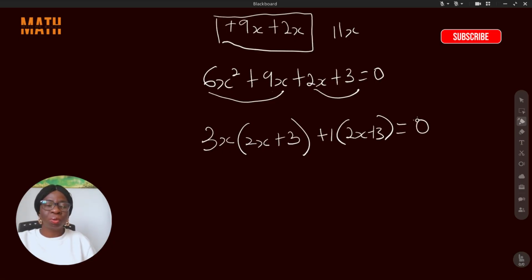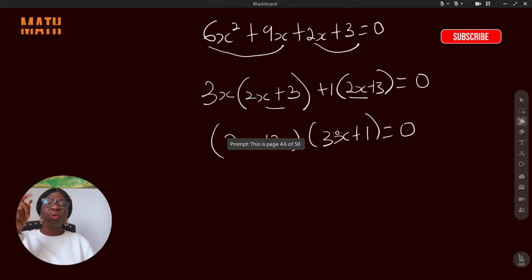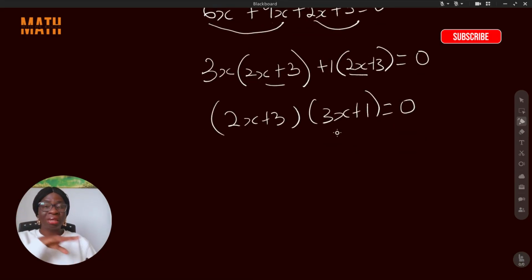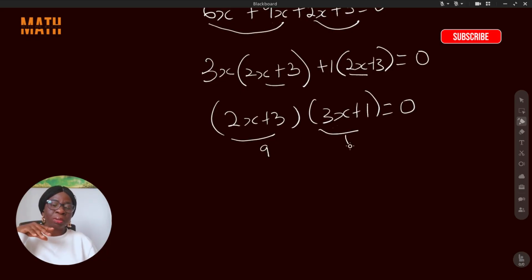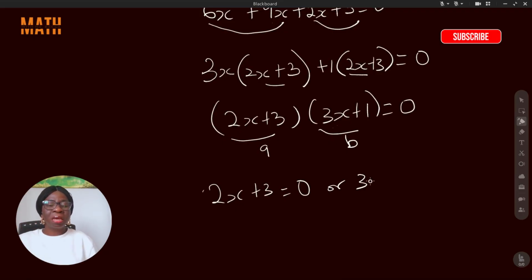This gives 0. Since we have the same thing in the bracket, we'll be having 2x plus 3, and then 3x plus 1 equals 0. Now we can apply the zero product rule that says if two terms multiply to give 0, then either A is equal to 0, this is our A now, or B is equal to 0. That means we will have 2x plus 3 equals 0, or 3x plus 1 equals 0.